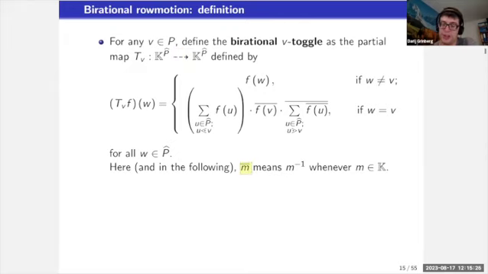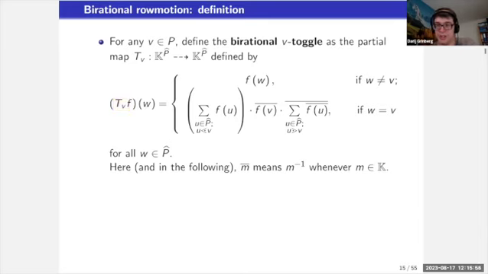And I will use this notation M bar for the inverse of M. I don't want to actually use any division signs because the ring isn't commutative. So the question is always, what is A divided by B? Is it A times B inverse, or is it B inverse times A? So I don't want to choose, I just use inverses instead of division. Now, T_V is this birational V toggle. What does it actually do? It transforms a labeling F to a new labeling T_V F.